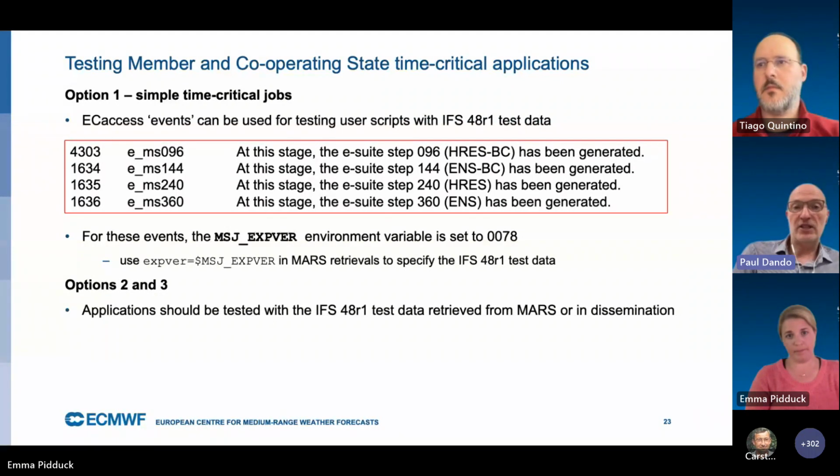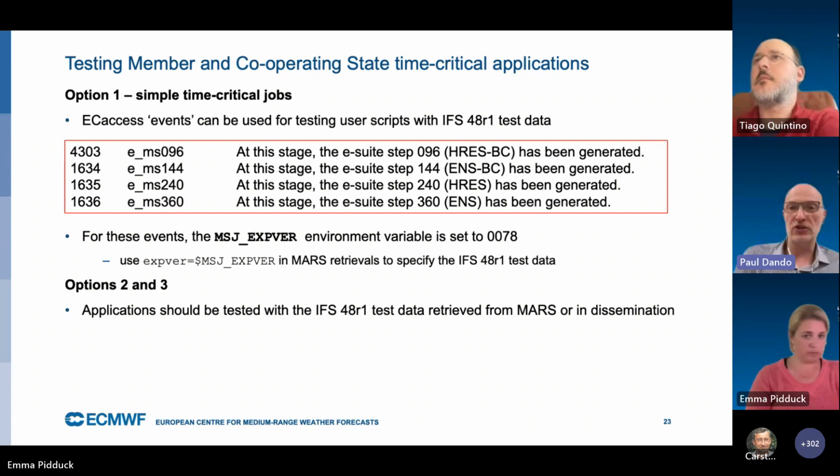Now, for each of these, the environment variable MSJ_exver will be set to 0078. So this is the experiment version of the current E-suite, the experimental suite, which is running as the release candidate. So if you use, for example, exver equals $MSJ_exver in your MARS retrievals, then that should allow you to download the IFS Cycle 48R1 test data from MARS.